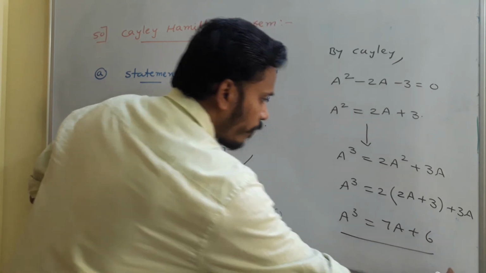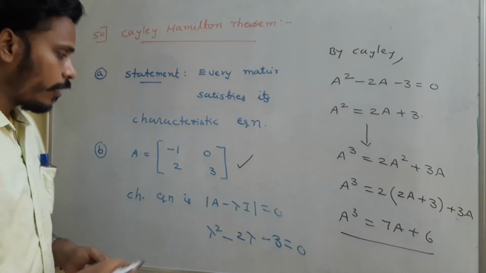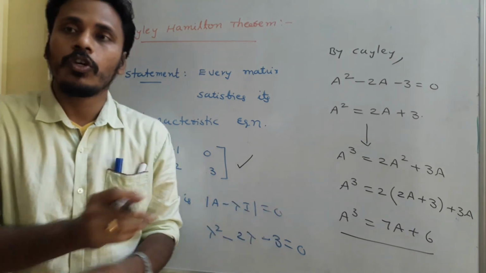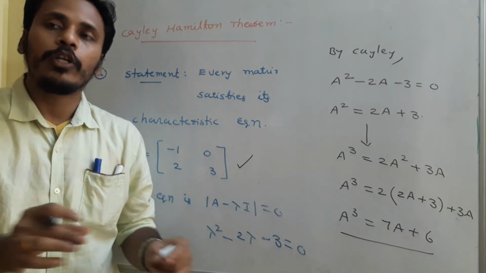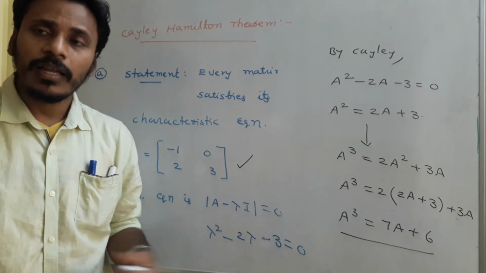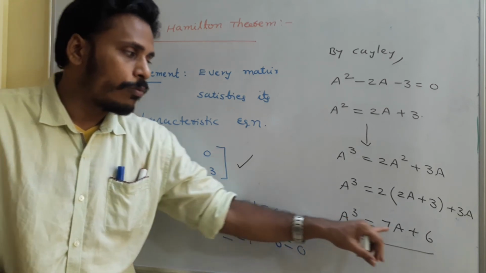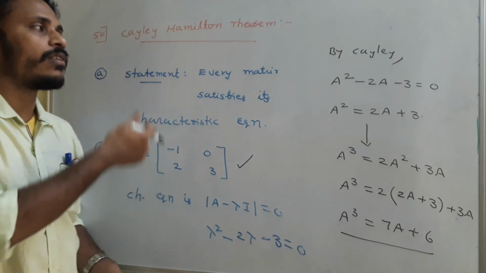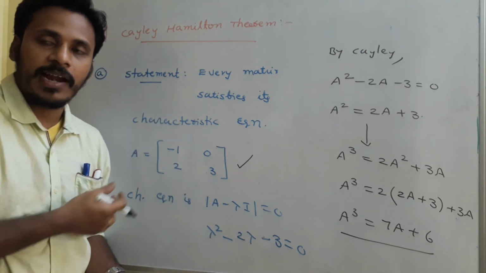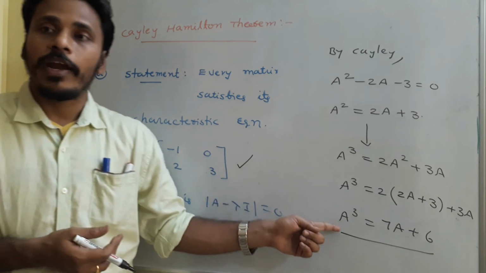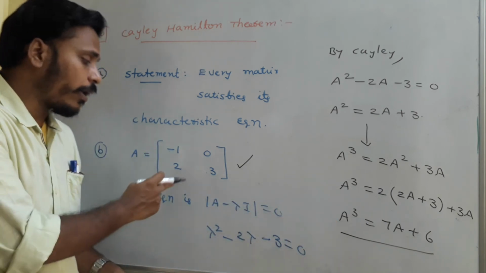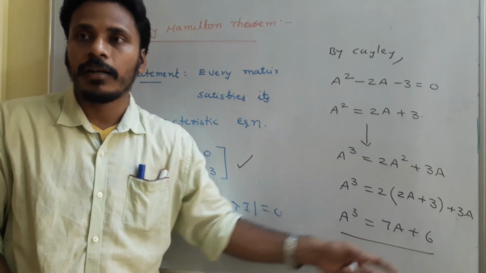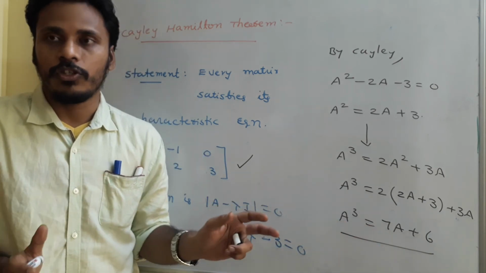You just have a look. The questions usually ask, if A equals [-1, 0; 2, 3], then A cube equals dash, and you need to choose one option from the given multiple choices. That A cube equals 7A plus 6. Without the Cayley-Hamilton theorem, we would need to find A cube by multiplying A with A three times, then calculate the right side part, and after that there is a chance to equalize these two.